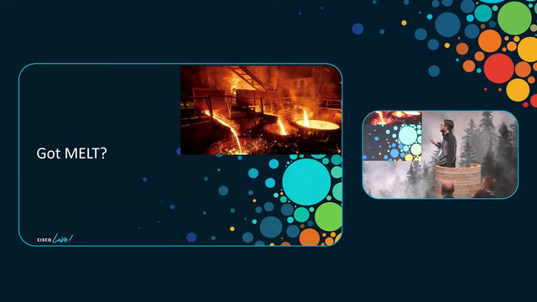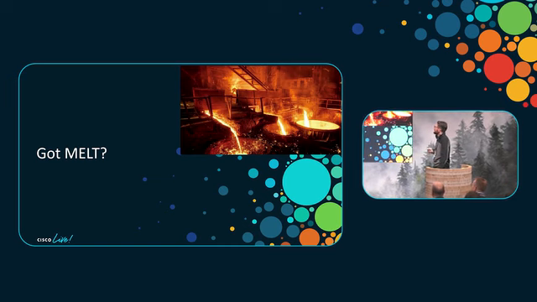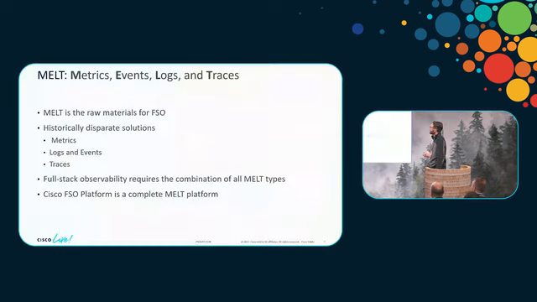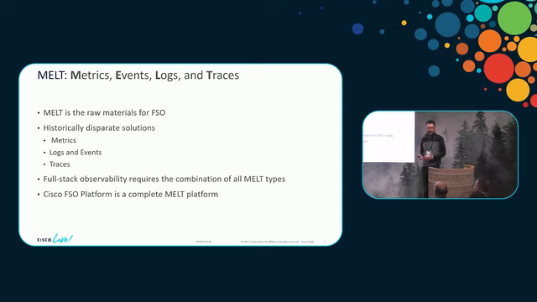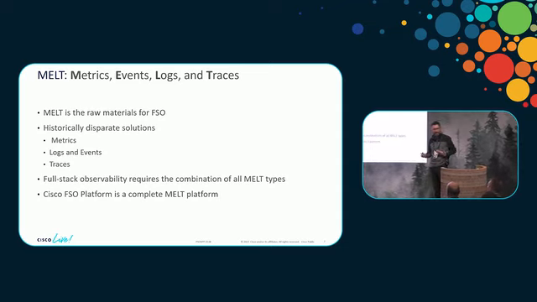Okay, so there's this acronym MELT: Metrics, Events, Logs, and Traces. And I think of this as the raw material for full stack observability. Traditionally, there has not been one system that can bring together metrics, logs and events, and traces, right? It's because these things have different characteristics that are needed for their storage and query. You'll find point-specific languages in the industry for querying MELT, right?